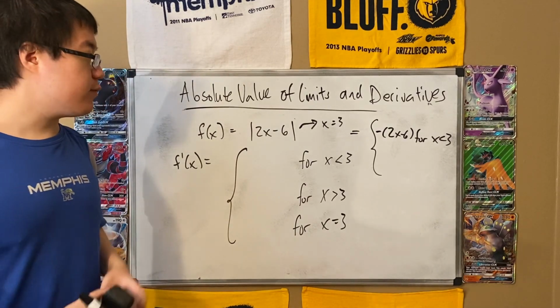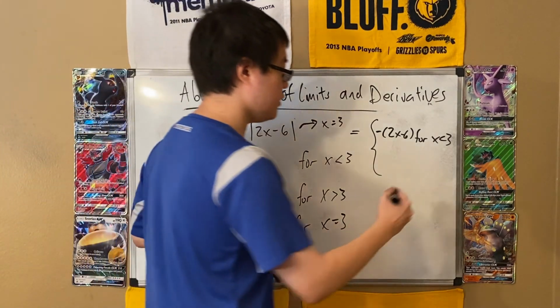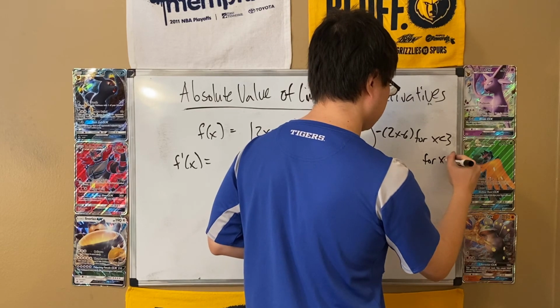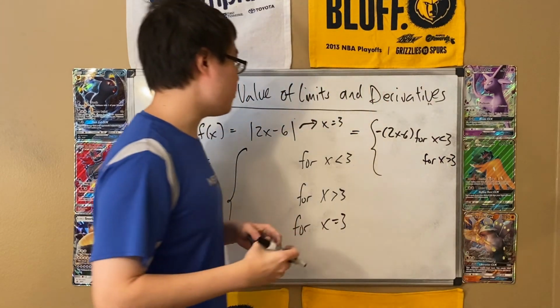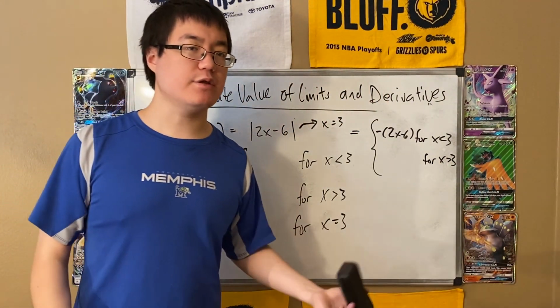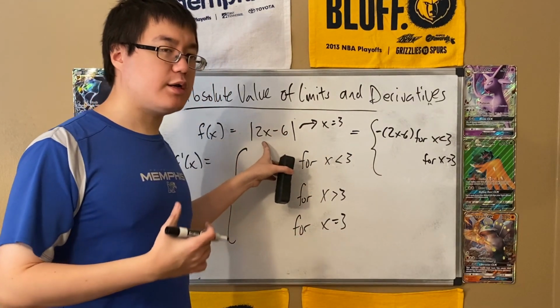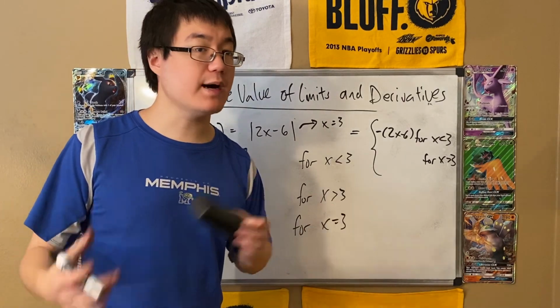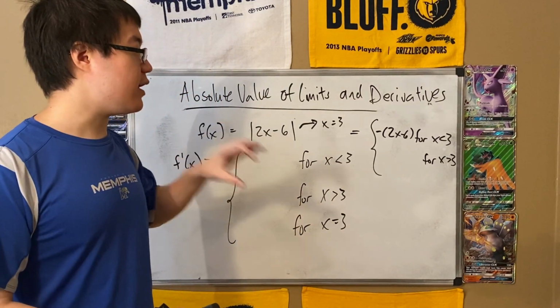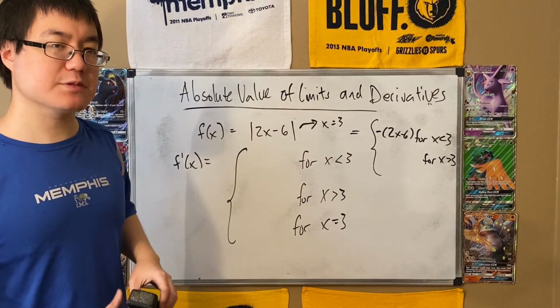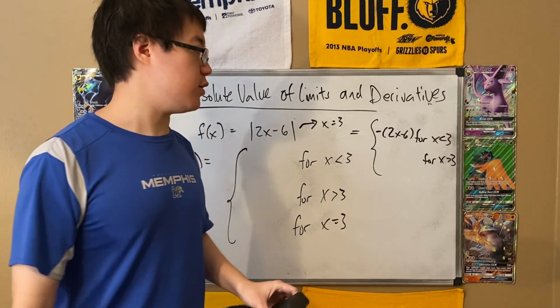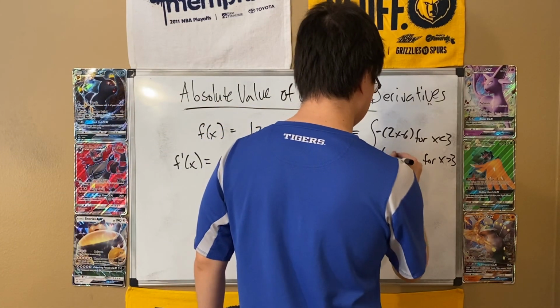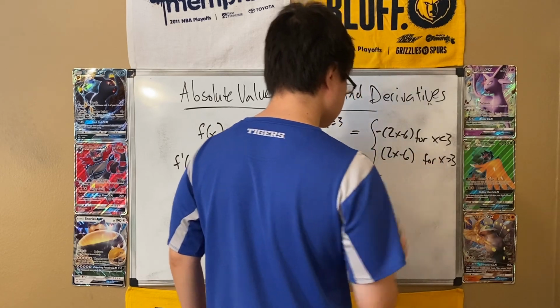Same thing with the right side. We're going to plug in a number greater than 3. Let's say 3.1. I don't care what the number actually is. All I do is plug it into the quantity inside the absolute value bars. 3.1 times 2 minus 6 is a positive quantity. That's great, because how do you get rid of the absolute value bars? Well, the absolute value bars aren't doing anything on that side. So it's going to be 2x minus 6.